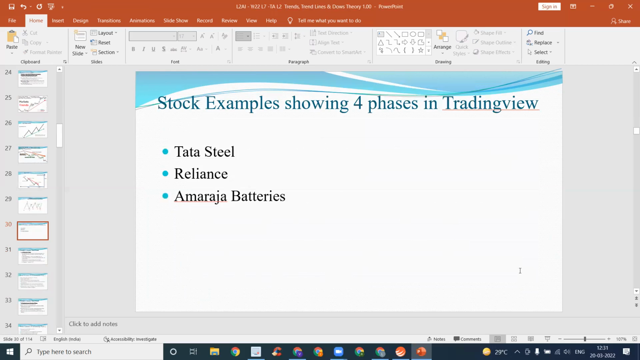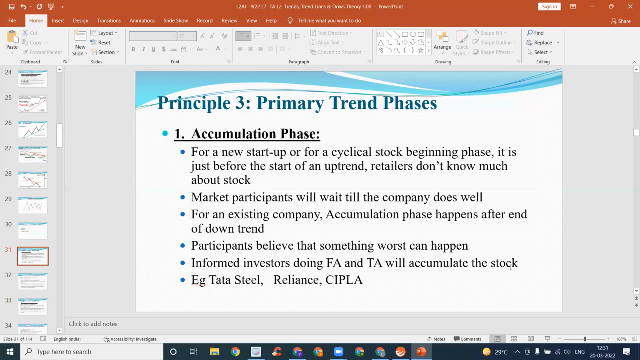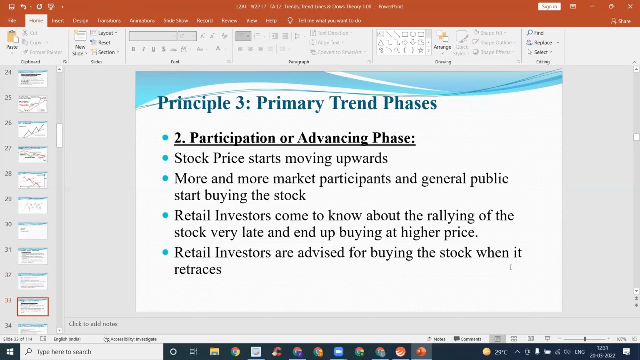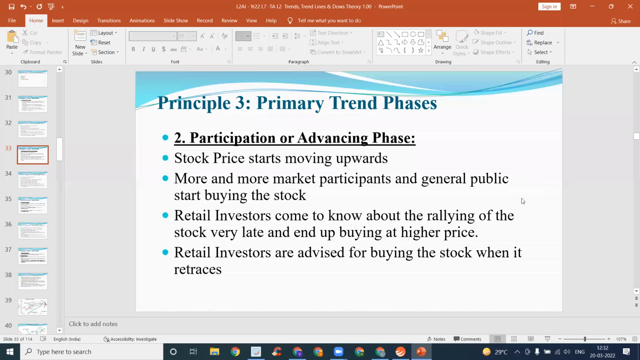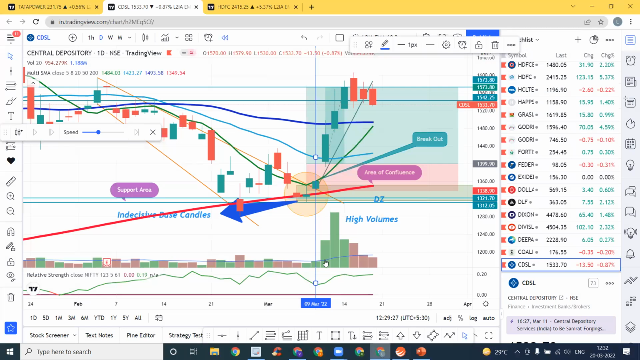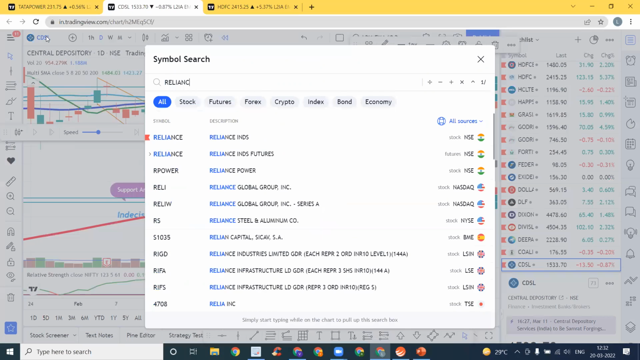We'll see the four phases of two stock companies. We saw Tata Steel, and now we'll see Reliance. The first phase is called the accumulation phase. This is my accumulation phase, when the stock is moving in a consolidated manner, parallel. Then it goes up to the participation phase, the advancing phase, then the distribution phase, where it moves sort of parallel, and finally in the decline phase it falls down. So let us see the stock of Reliance. These are the few things I want to show you. The four phases which I showed you for Tata Steel, I am showing you now for Reliance. See the Reliance stock.